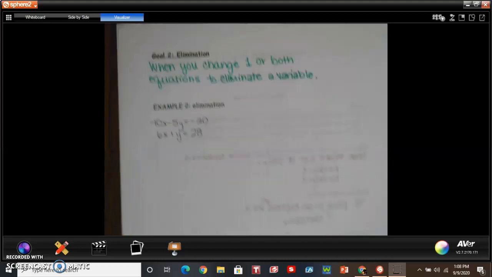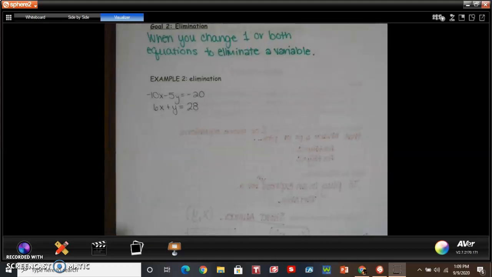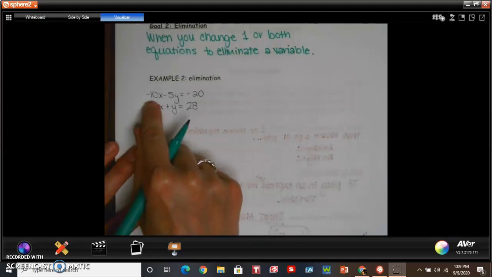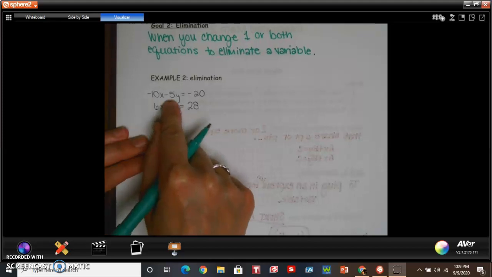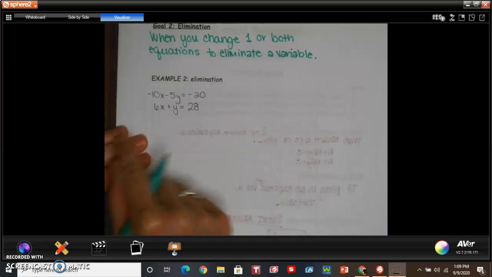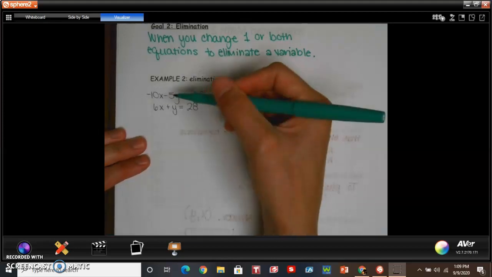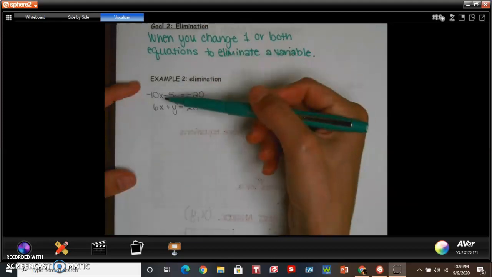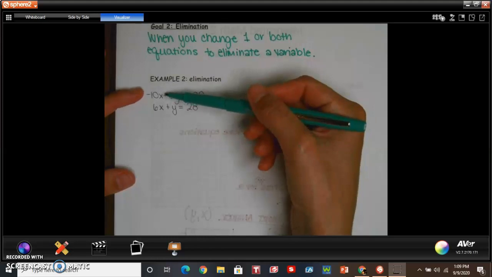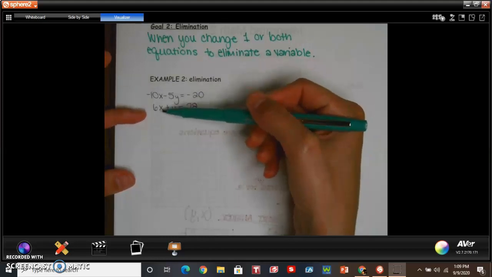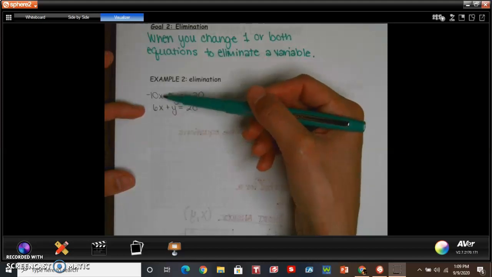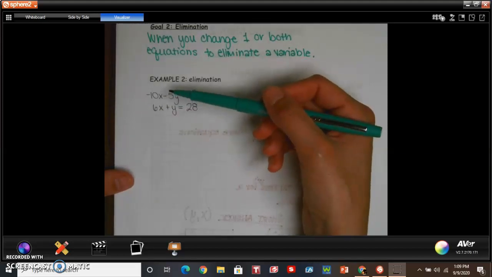Okay, so for instance, I'm looking at this system. We have negative 10x minus 5y equals negative 20, and 6x plus y equals 28. Now, none of those are eliminating. What I mean by that is if I wanted to eliminate this negative 10x, I would need a positive 10x. That's not an option. We can't even change 6 to 10 or manipulate these unless we wanted to turn them both to 60 or 30. We don't want to do that.